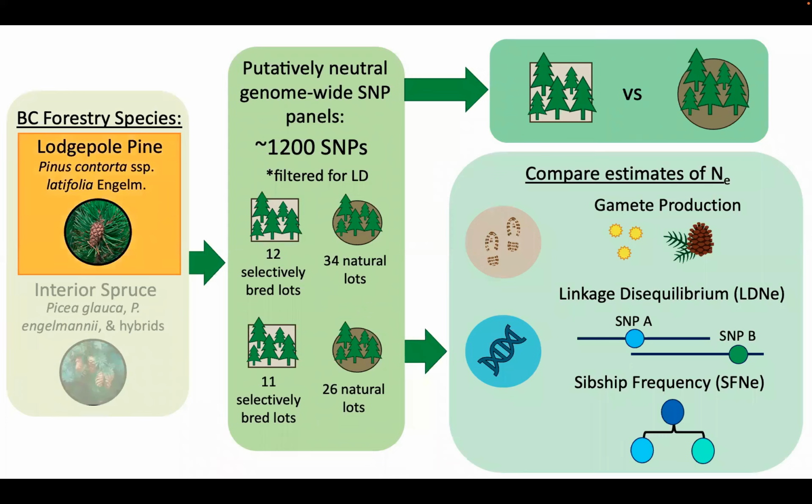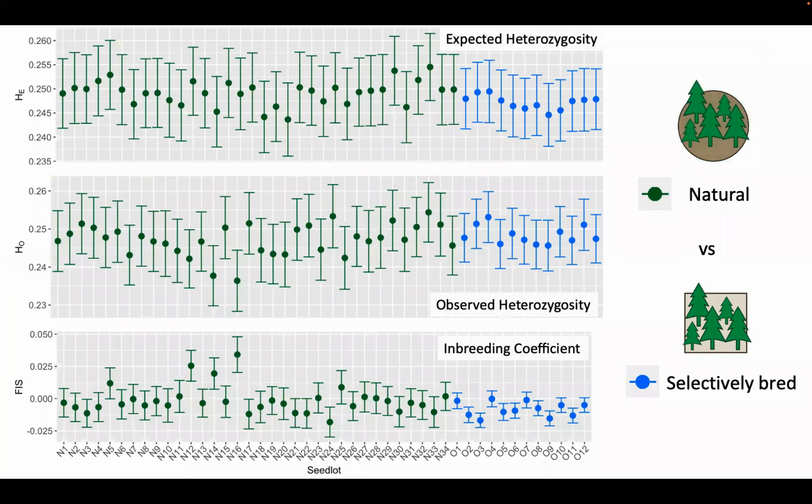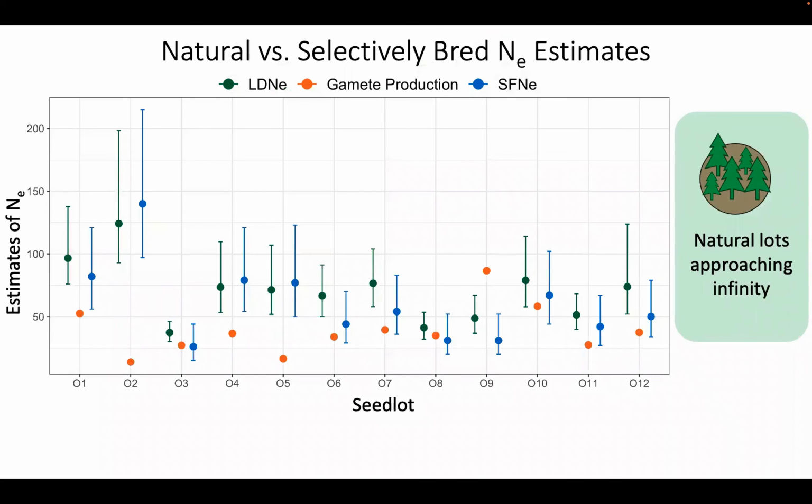And the results were quite similar across interior spruce and lodgepole pine. So I'll just be showing you the results from lodgepole pine. And so when we look at these typical estimates of genetic diversity, expected and observed heterozygosity and inbreeding coefficients, and we're looking across natural in green and selectively bred in blue, we see that the estimates are quite similar and that they are not significantly different. But these differences start to really emerge when we look at effective population size. And so on the left, you will see our selectively bred lots. And I'm not showing you the natural lots because most of the estimates were either at infinity or approaching infinity. So this is where we really start to see differences.